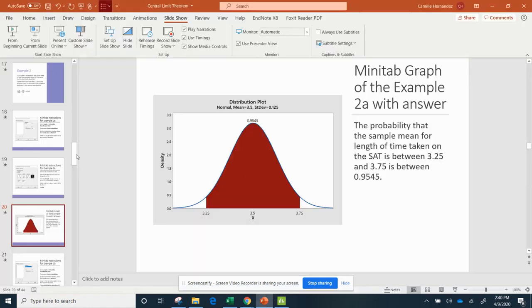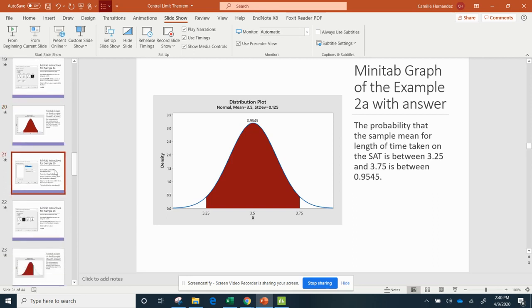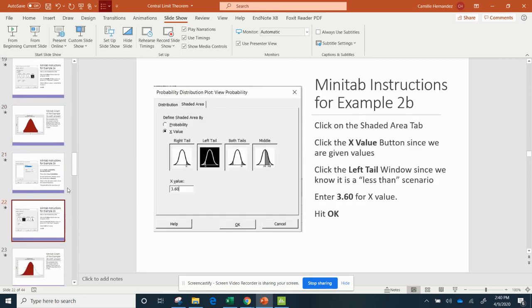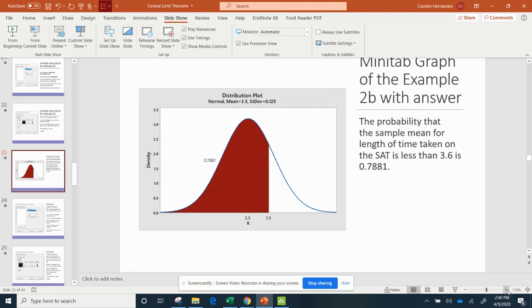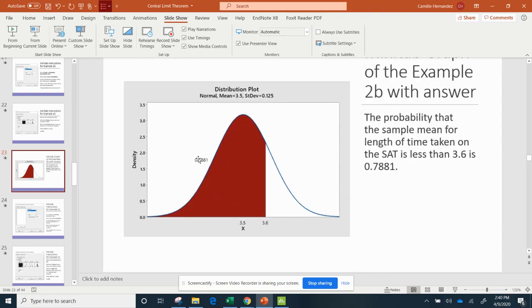And if I go to my PowerPoint and look at it, and again, here are the instructions to show you what to do, I get that 0.7881 is the answer. So the probability that the sample mean for the length of time taken on the SAT is less than 3.6 hours is 0.7881. Okay, again, Minitab gives you my answer.